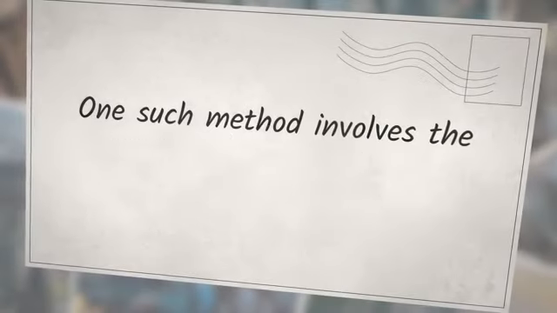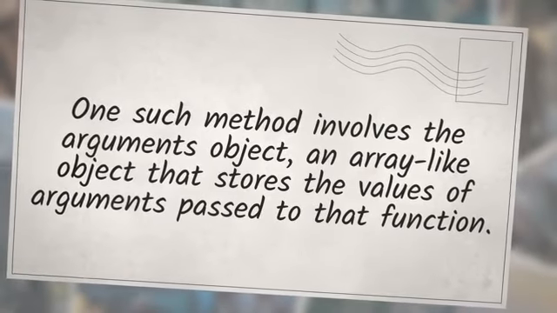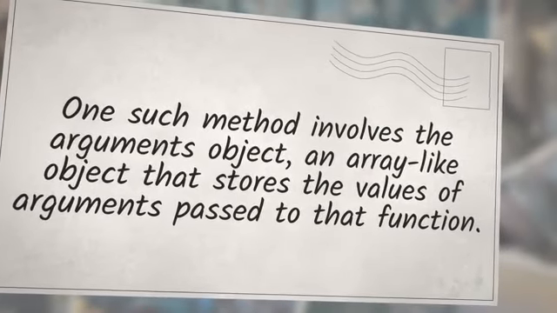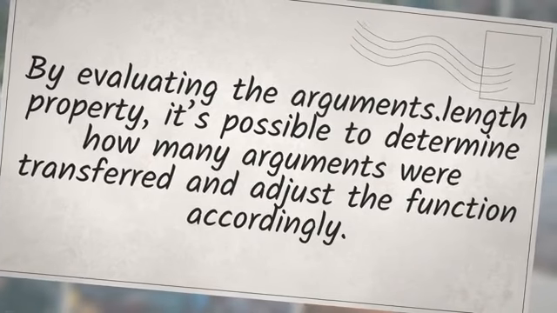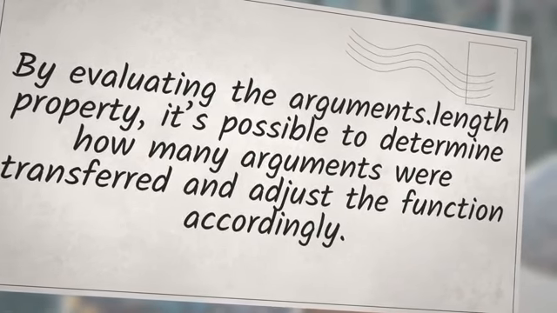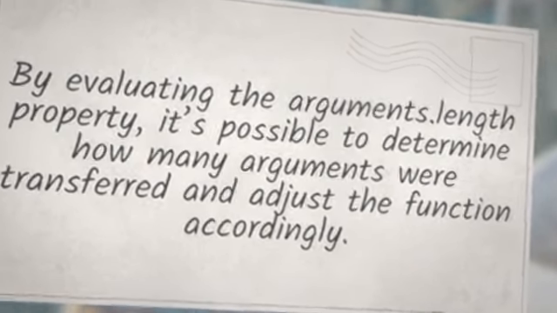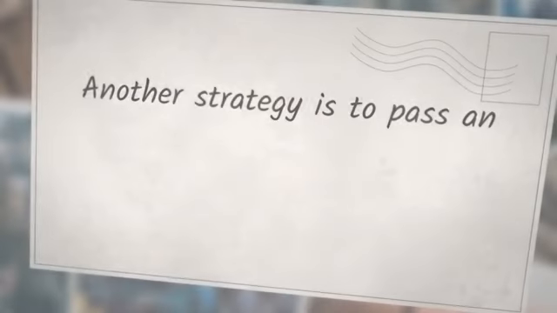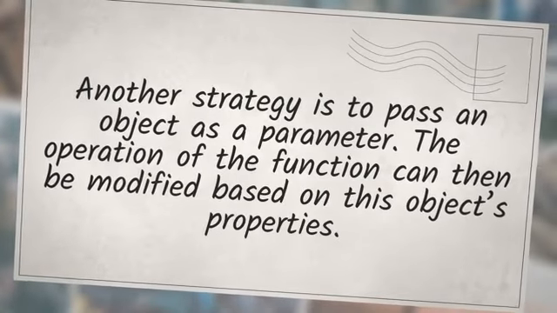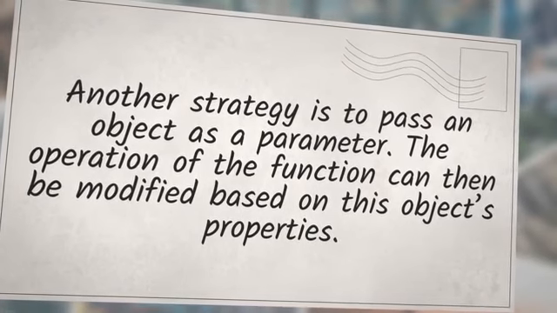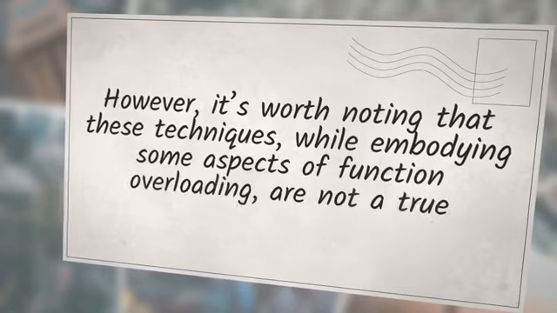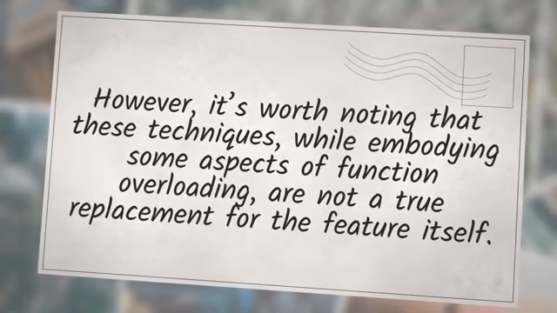One such method involves the arguments object, an array-like object that stores the values of arguments passed to that function. By evaluating the arguments.length property, it's possible to determine how many arguments were transferred and adjust the function accordingly. Another strategy is to pass an object as a parameter. The operation of the function can then be modified based on this object's properties. In this way, distinct objects can be used to call forth differing behaviors.